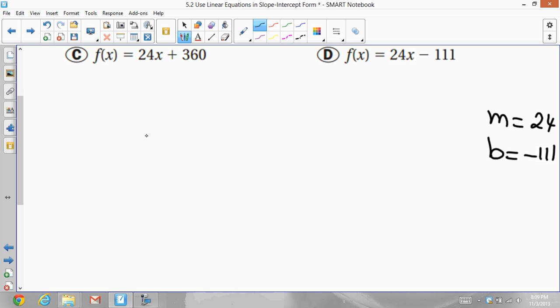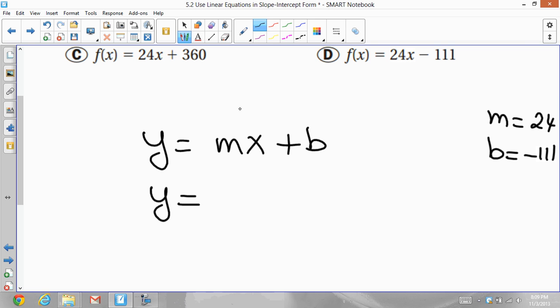So the equation will be y is equal to mx plus b, and y is equal to, substitute for m, substitute for b. The only two that can stay the letters will be the x and the y. Everything else has to change to numbers. So your m is 24x, your b changes to negative 111, and the correct answer in this case is D.